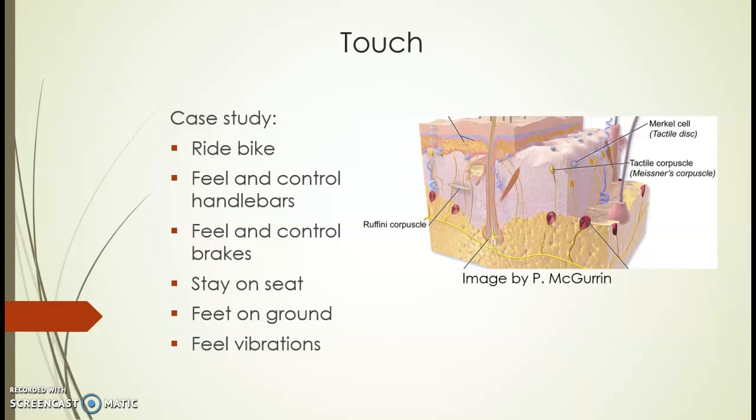In this case study, touch is important because it enables the bicyclist to ride his bike, to feel and control the handlebars and the brakes, and to stay on his seat. It also allows him to put his feet on the ground at the stop and feel any vibrations in the ground, which can tell him if there is another vehicle or a train coming.